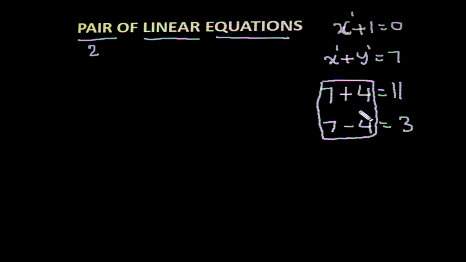I am asking you, I have two numbers. If you add those two numbers, you will get 11. The difference of those numbers is 3. Find the numbers. You will get 7 and 4. If you don't know a number, take it as a variable: x for the first and y for the second.